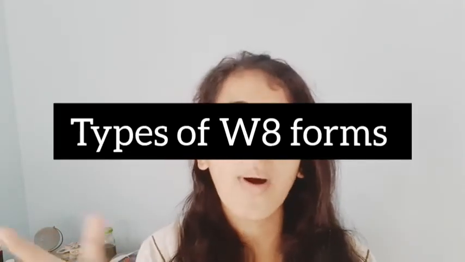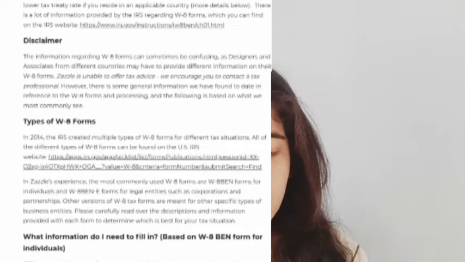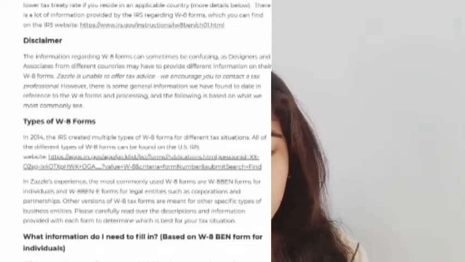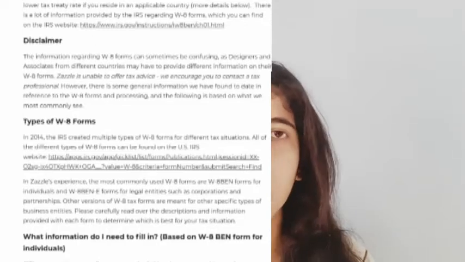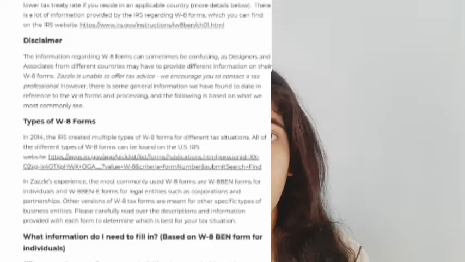The thing I want to talk about here is what types of W-8 forms there are. That is also important, whether you are an individual or a business entity. In 2014, the IRS created multiple types of W-8 forms for different tax situations. All of the different types of W-8 forms you can find on the IRS website. I'm going to leave the link in the description box below. Make sure you check it out.